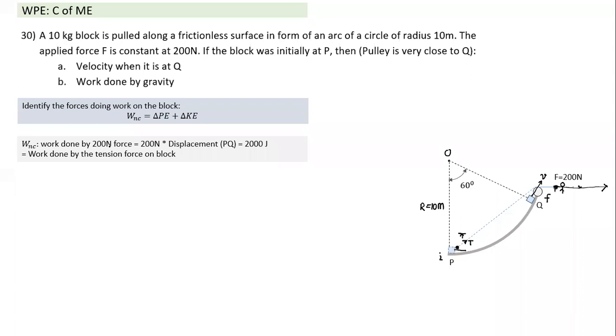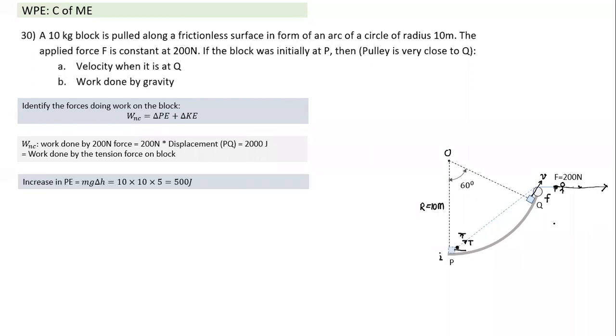Work done by 200 Newton force is equal to 200 Newton into displacement, which is nothing but PQ. And since this angle is 60 and this is radius, it is an equilateral triangle. So displacement PQ is equal to R itself. So what is work done? 200 joules is the work done by tension force on the block. So I equated the work done here to the work done by tension force on the block. So we calculated this. Now we are left with the other two.